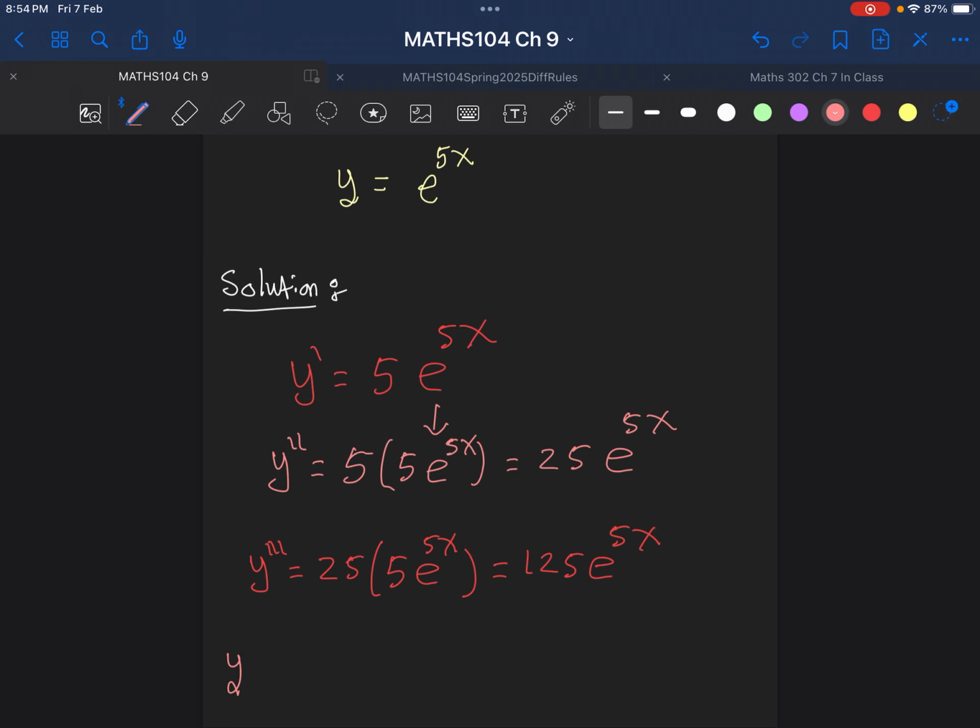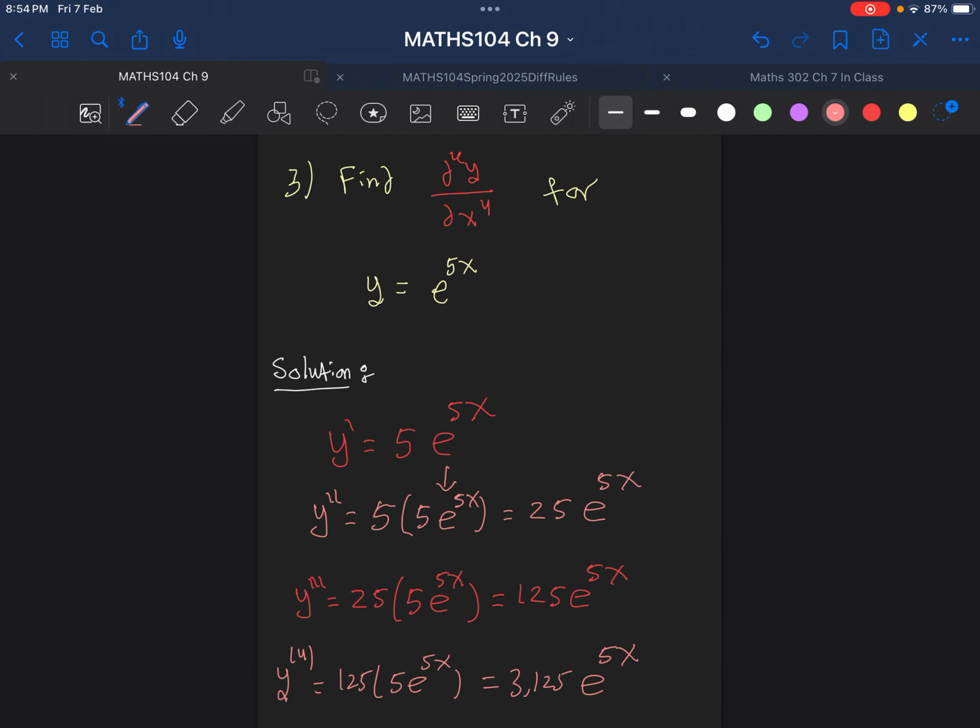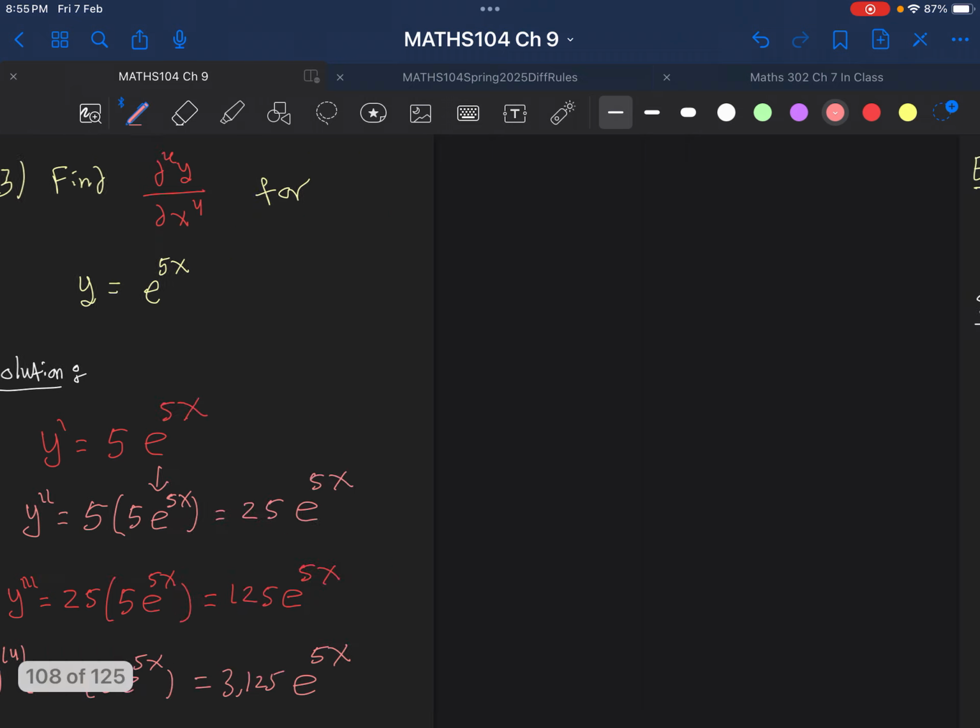Final answer is y power 4. It will be just, we multiply 125, the derivative will be 5e^5x. So the answer will be 325e^5x. It's just finding the derivative many times. Keep this in mind while we solve the question.